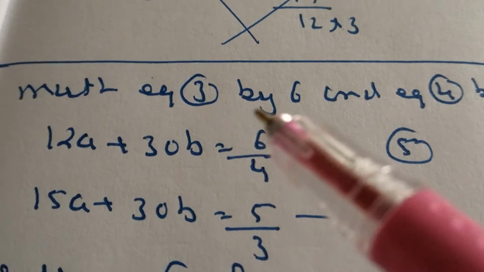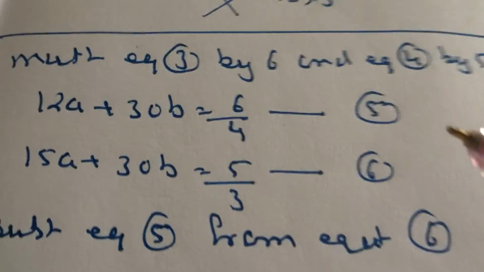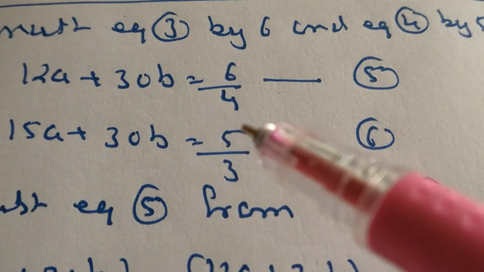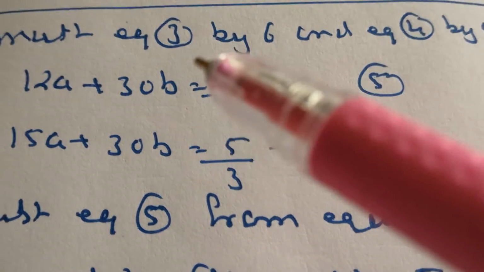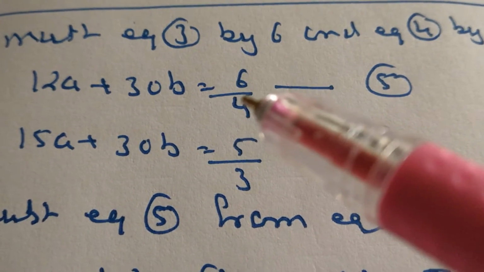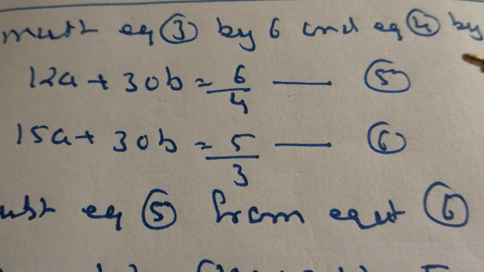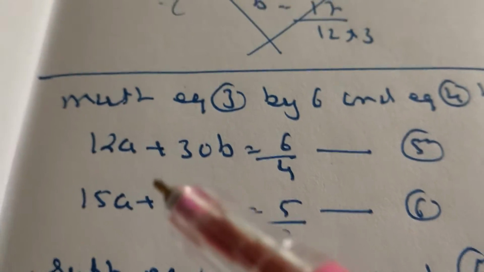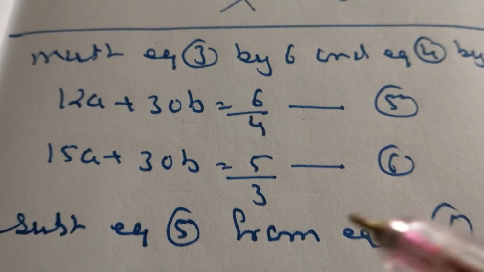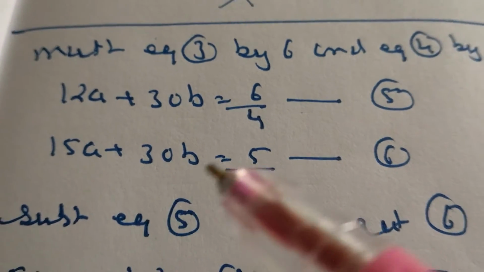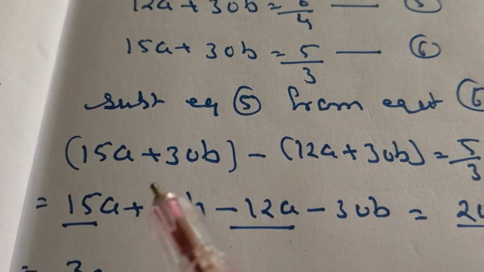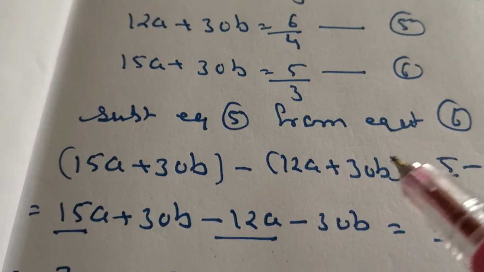Now multiplying equation 3 by 6 and equation 4 by 5, we are going to get two equations, that is 12a plus 30b is equal to 6 upon 4, equation number 5, and 15a plus 30b is equal to 5 upon 3, that is equation number 6. Subtracting equation 5 from equation 6.